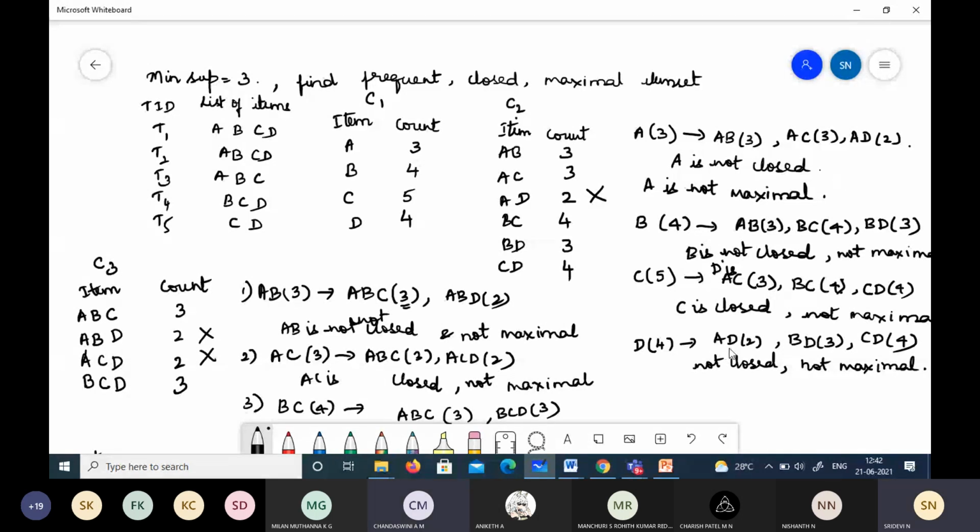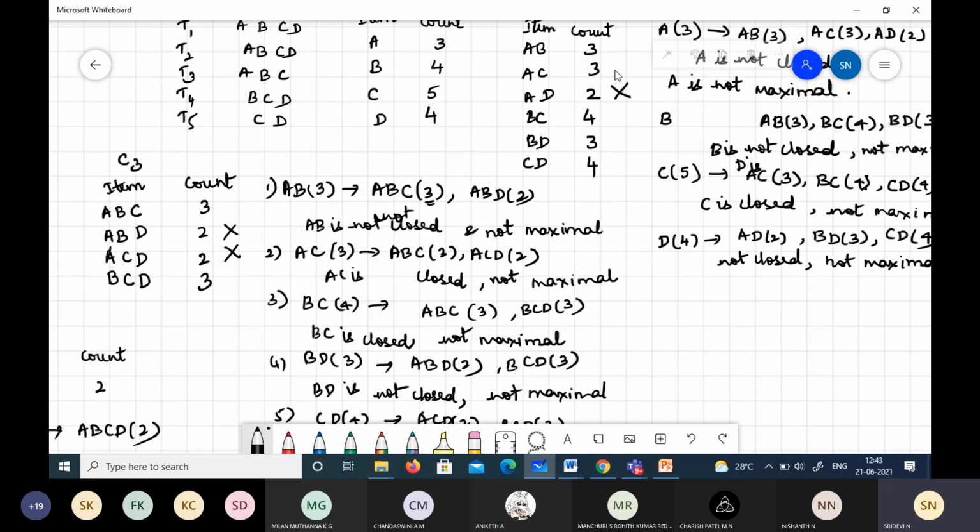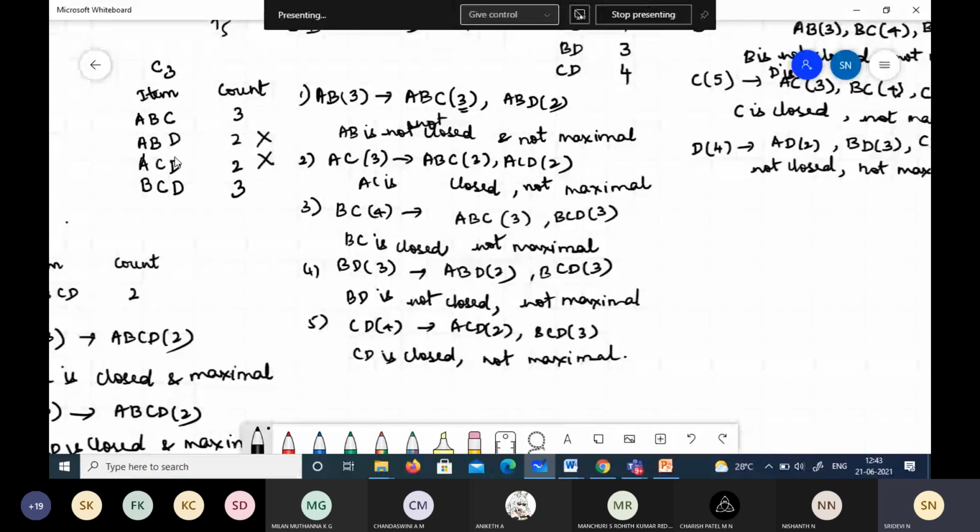Where is here? You're talking about this one. Yes, ma'am, here it is AD of 2. You're telling that here we didn't consider it. You can just say that AD is not frequent, and you can leave that, not a problem. You're telling that here I considered this to evaluate this, but here I said that ABD is not frequent and I have not considered it here. That's your question, right?